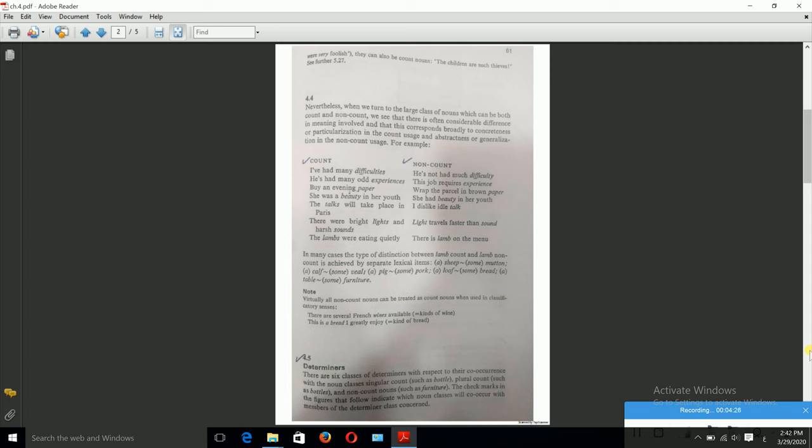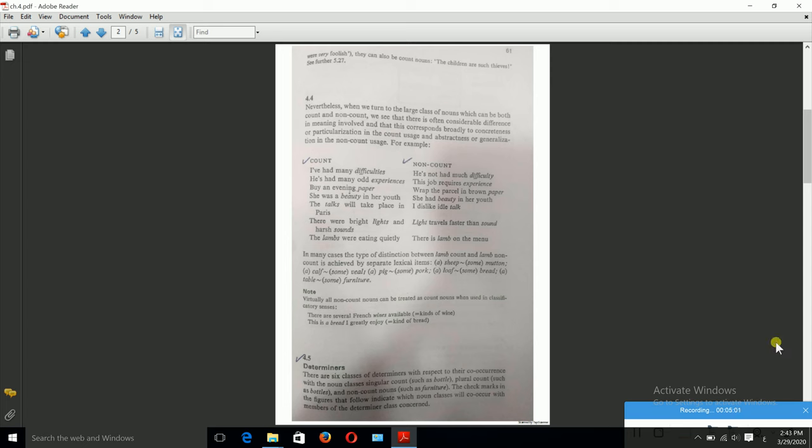And the justification: how could we know that this is count and that is non-count? The same word. If it refers to concreteness or particularization, something tangible or specific, then it is count usage or count noun. But if the word refers to abstractness or generalization, then it is non-count.